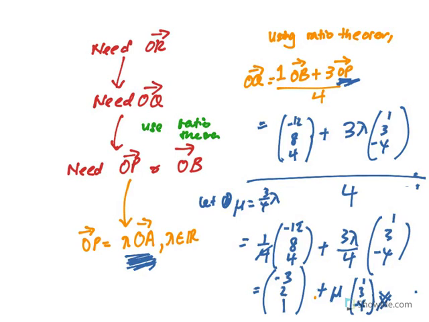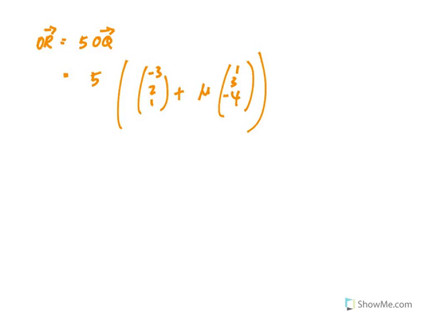What the question asks you to find, the question will provide you bridges to get back to link the questions together. So this is your OQ. Okay, after that, given OQ, how do I find OR? I just times 5, okay? So this is your answer. Given OQ, OR is just equals to 5 times of OQ. Alright, so it's just equals to 5 times of your OQ, which is -3, 2, 1 plus mu of 1, 3, -4.